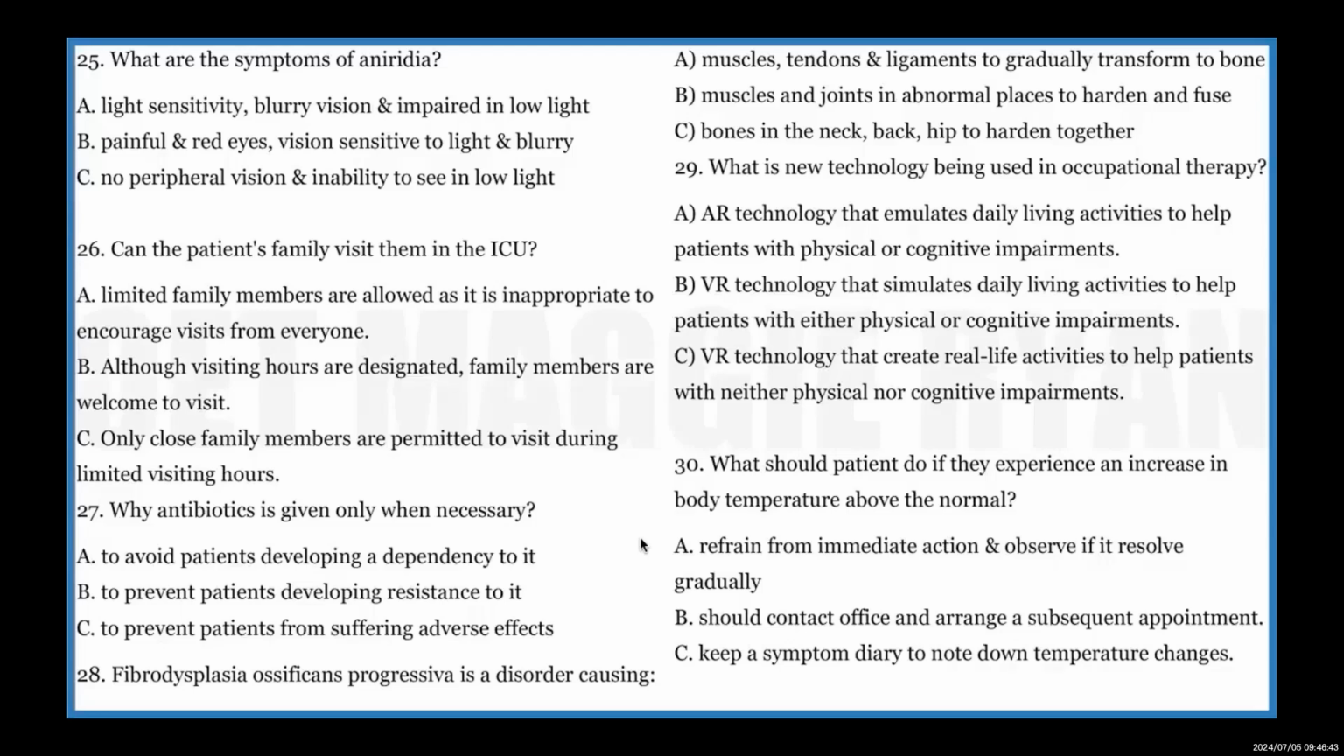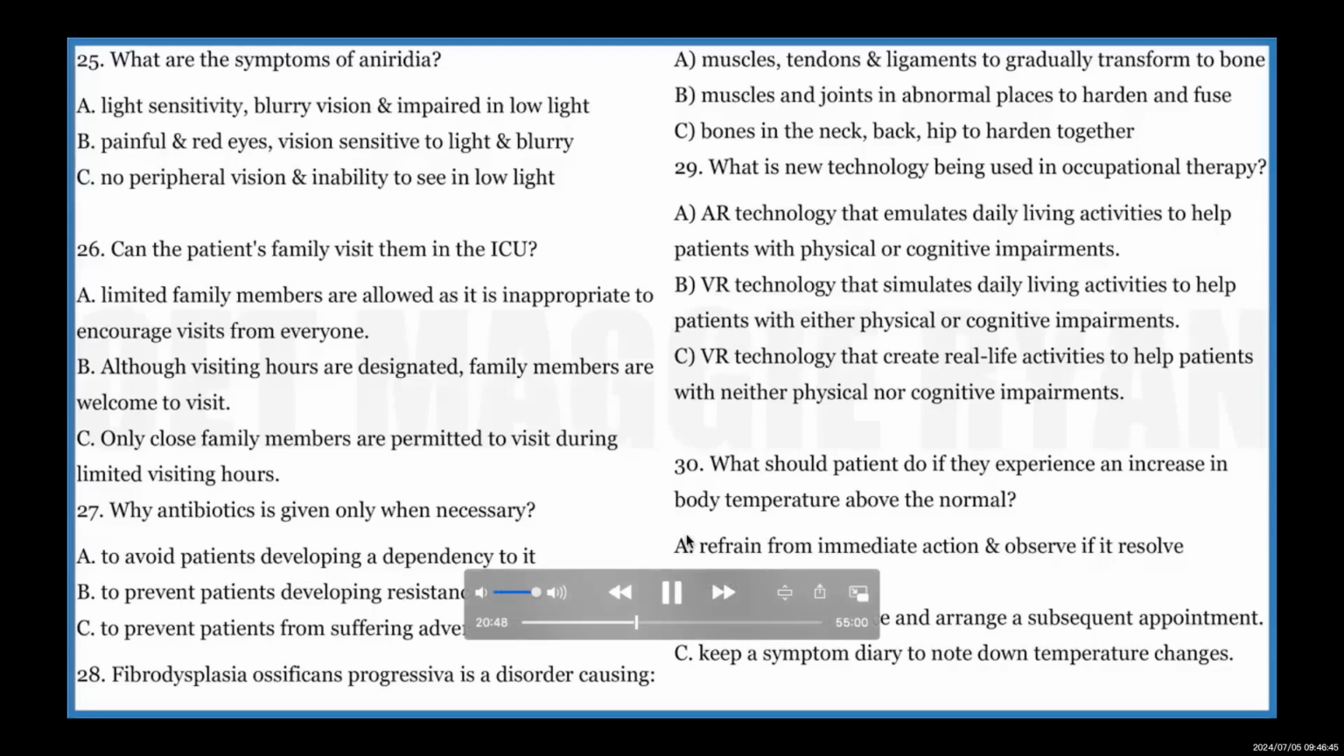Now look at question 28. You hear a conversation in which a senior nurse is advising a trainee about fibrodysplasia ossificans progressiva. Now read the question.